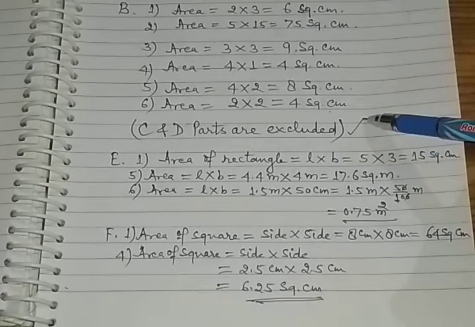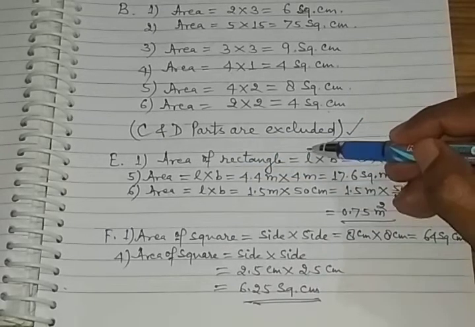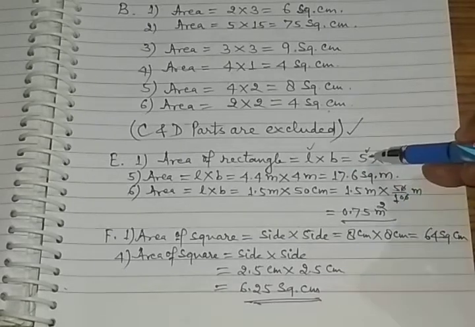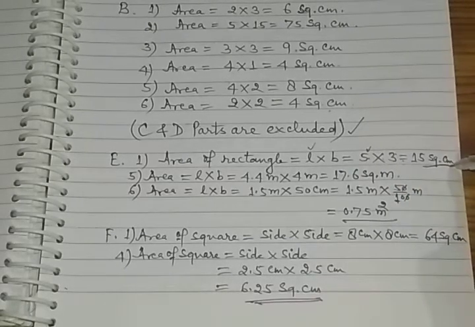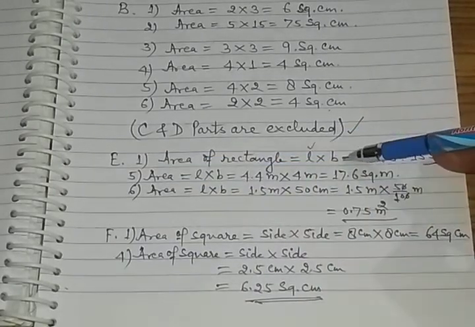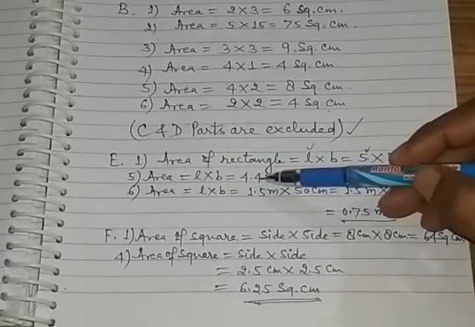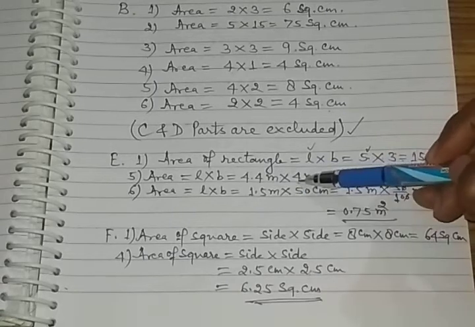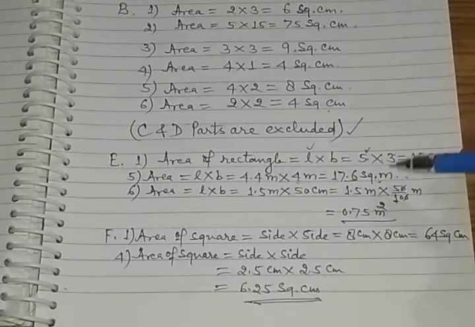Now E part. In E part you see length is given 5 and breadth is given 3. So area is equal to 5 into 3, that is 15 square centimeter. Now second, third, fourth part you can do in the same way. Fifth part you see area is equal to length into breadth. Length is given 4.4 and breadth is 4. So 4.4 into 4, that is 17.6 square meter.